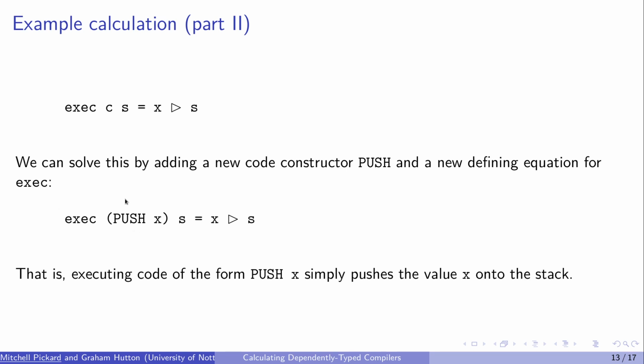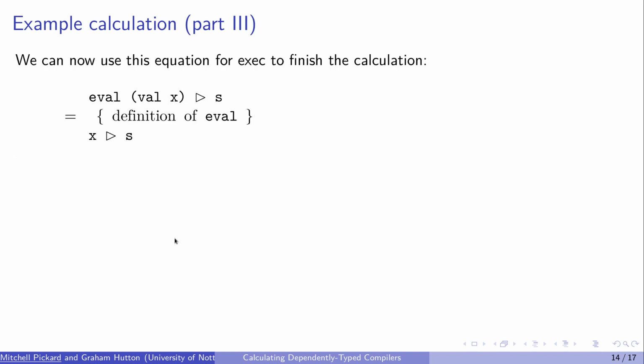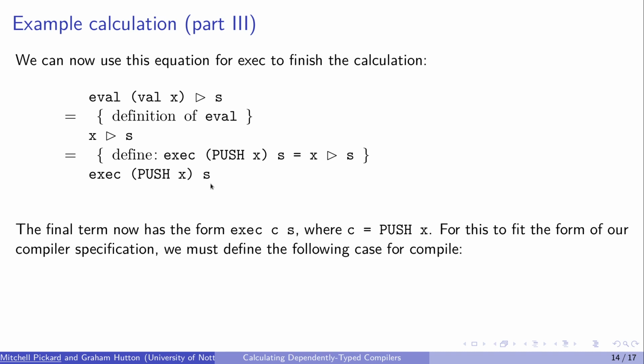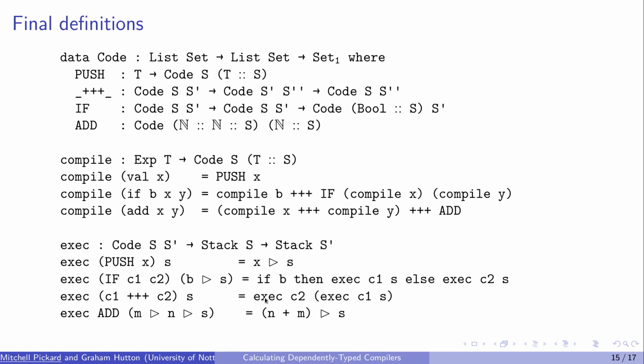So not only are we defining this new constructor, we are also defining an equation for exec. And in this case, the push constructor simply pushes this value onto the stack. Now that we have this new definition, we can use it in our calculation. And that gives us exec (push x) s, which is in the form that we were looking for before. Now we can create a new defining equation for compile by setting compile (val x) equal to this bit of code, push x in this case, and this solves this specific case.